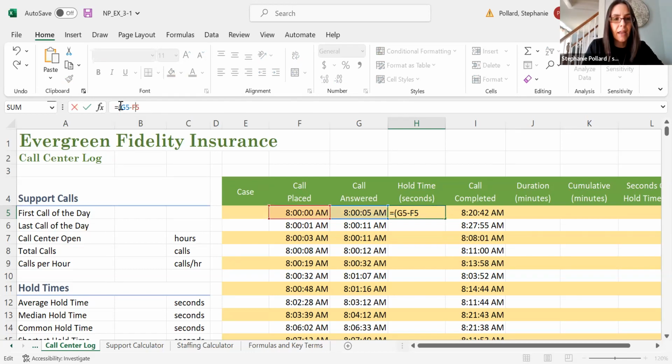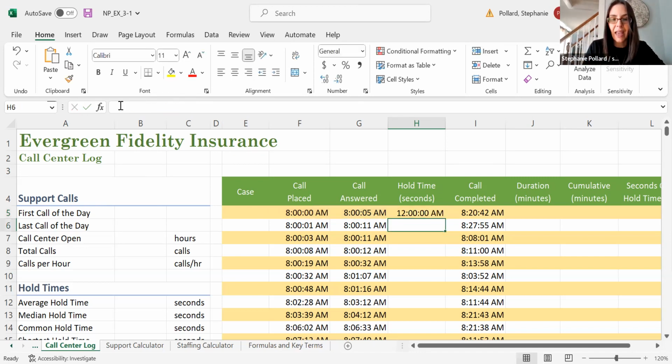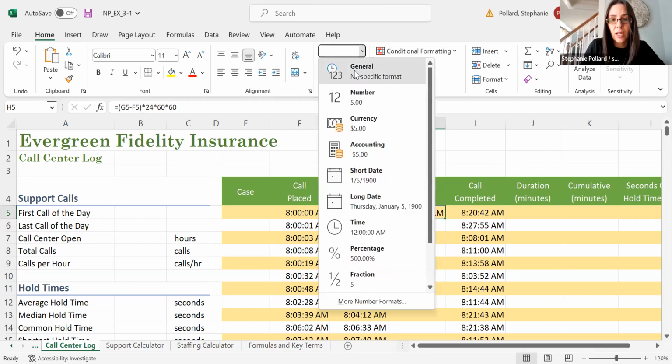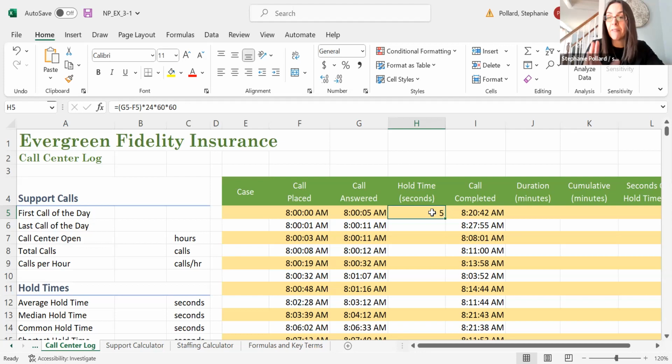So I'm going to go ahead and do what we were talking about. I'm going to multiply by 24 because there are 24 hours in a day. I'm going to multiply by 60 to get from hours to minutes, because there are 60 minutes in an hour. And I'm going to multiply by another 60 to get down to seconds, because there are 60 seconds in each minute. And when I do that, and I have to change my format again, let's go here to General, then I get that 5 that I'm looking for. So that looks a lot better here, and that makes more sense.